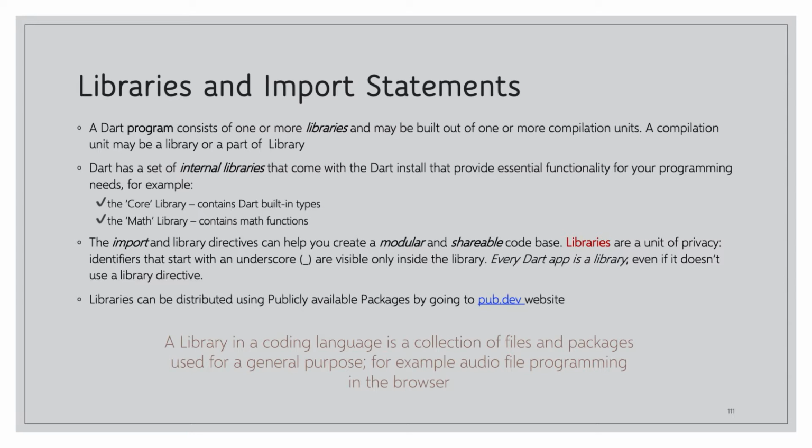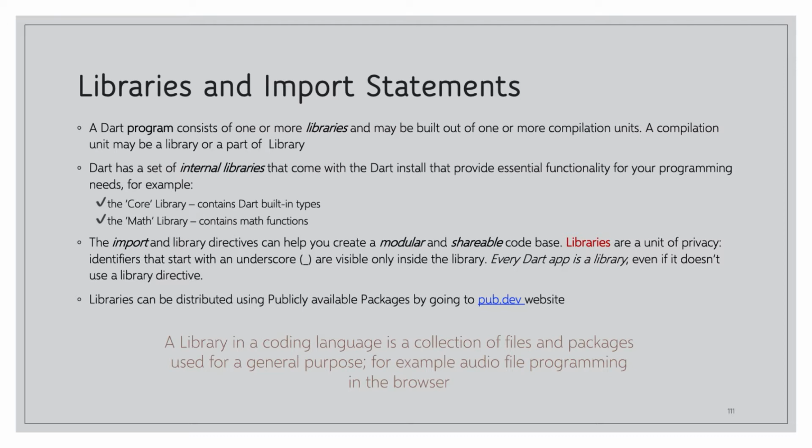purpose. For example, audio file programming in the browser. A Dart program consists of one or more libraries, and it may be built out of one or more compilation units. A compilation unit may be a library or a part of a library. Dart has a set of internal libraries that come with the Dart install that provide essential functionality for your programming needs. For example, there's the core library that contains Dart's built-in types. We've already covered that in a previous session. Then there's also the math library that contains, as you would imagine, math functions.